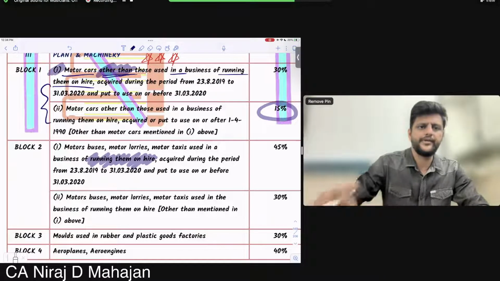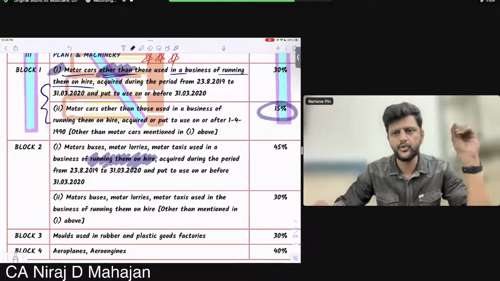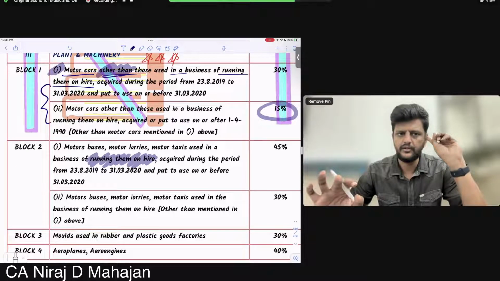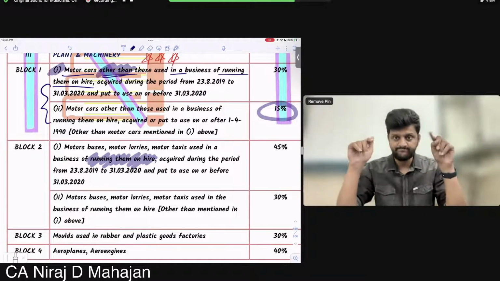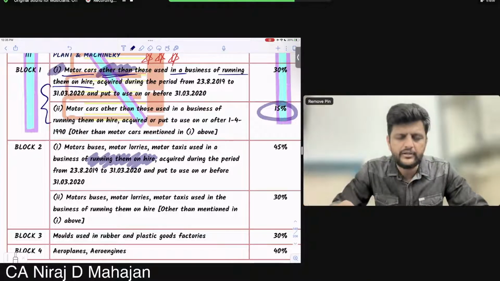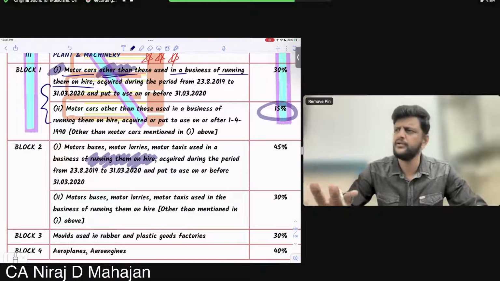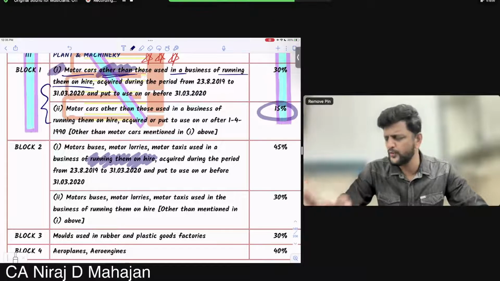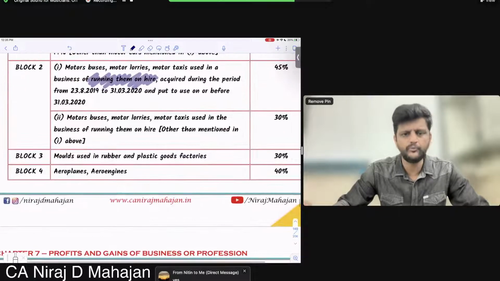See, I am repeating, for the first sub-blocks 1 and 2, what is common? Motor car not used in the business of hire. The only difference, bachcho, is that motor cars purchased during that special period, a special offer by Nirmala Madam, get 30% depreciation. It was a one-time offer only. Apart from that period, it is always 15% depreciation. Is it okay? Clear till here? Good. We come to block number 2.